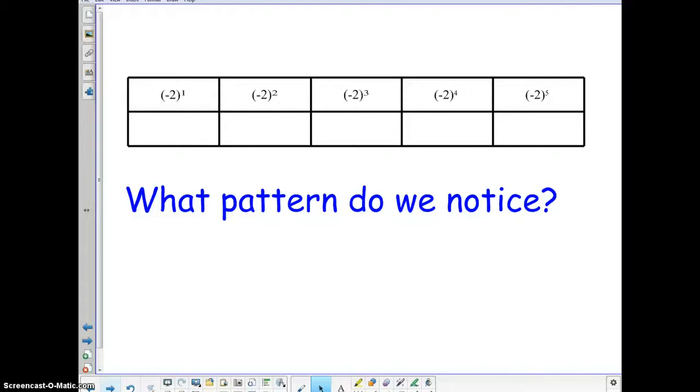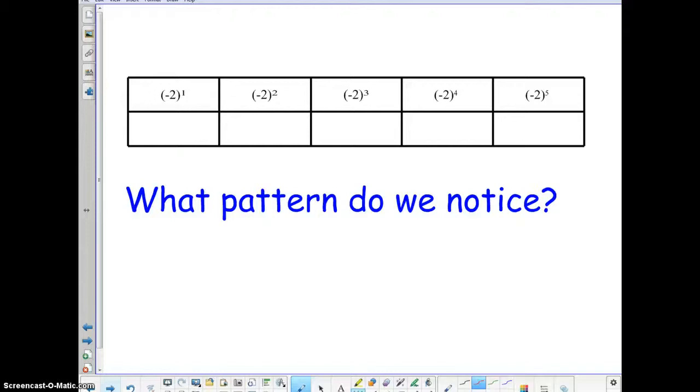Okay, so we're doing -2, and then we're raising it to different powers. So it's going to be -2 to the 1st, -2 to the 2nd, -2 to the 3rd, -2 to the 4th, and -2 to the 5th. Okay, and notice that there are parentheses around each of the -2's. That is a point that I will get to on the next slide.